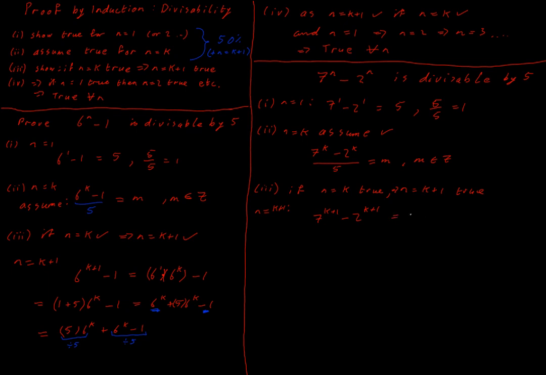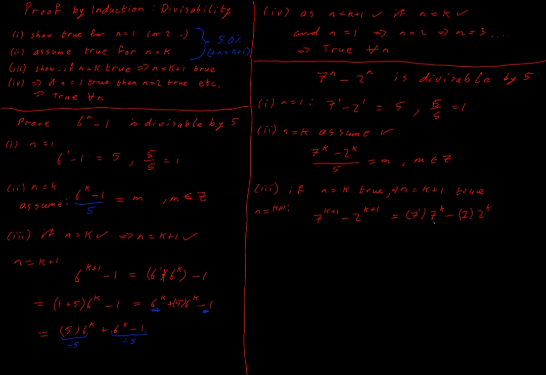So I'm going to have 7 multiplied by 7 to the power of k. Why? Because I have 7 to the power of k plus 1. I'm adding my powers, which means my base numbers were multiplied. This is 7 to the power of 1 multiplied by 7 to the power of k, which is 7 to the power of k plus 1. Minus 2 times 2 to the power of k, an identical argument there.